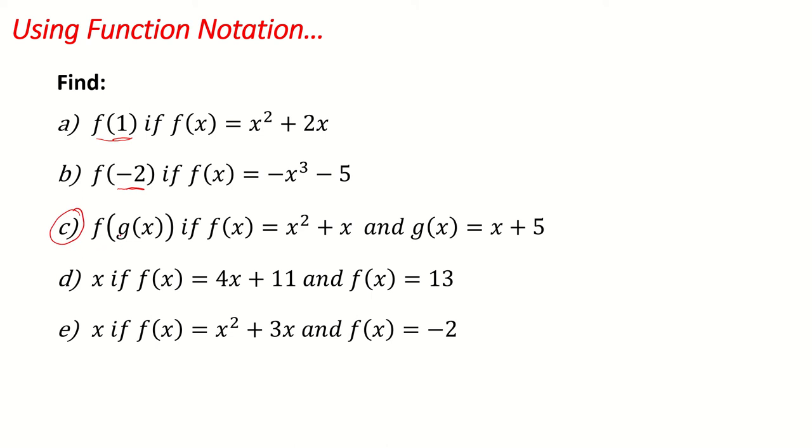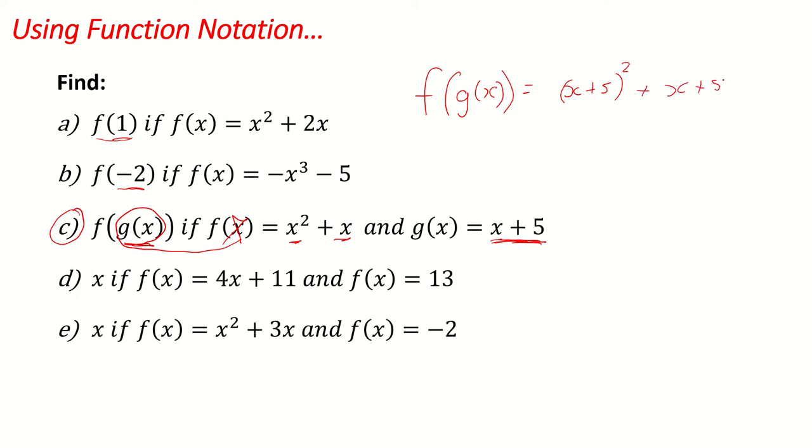It's telling me f of g of x, where f of x is equal to x squared plus x. G of x is its own function. It's still telling me the same thing. Instead of this x, I want you to put g of x in, and g of x is this. So what it will look like is f of g of x, instead of x squared, x plus 5 will be squared because that's what g of x is. And instead of plus x, it's plus x plus 5.